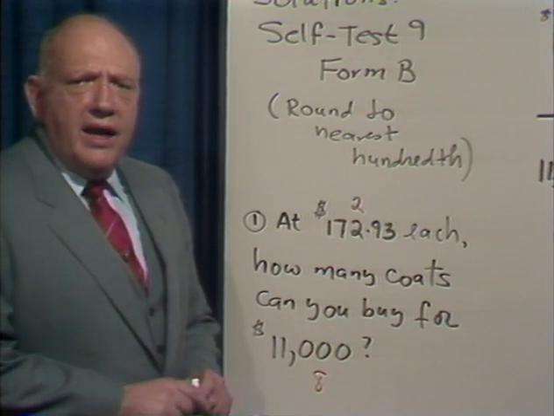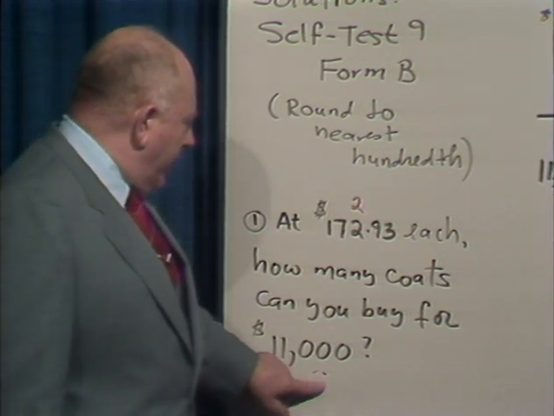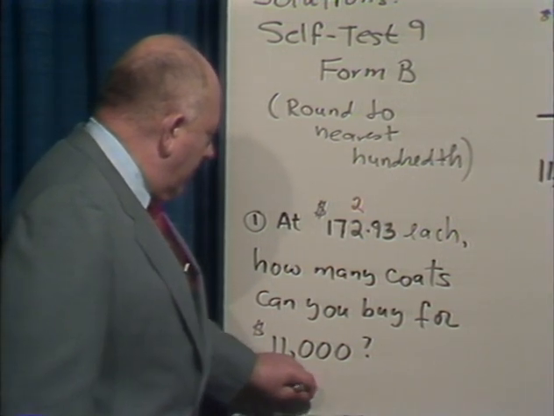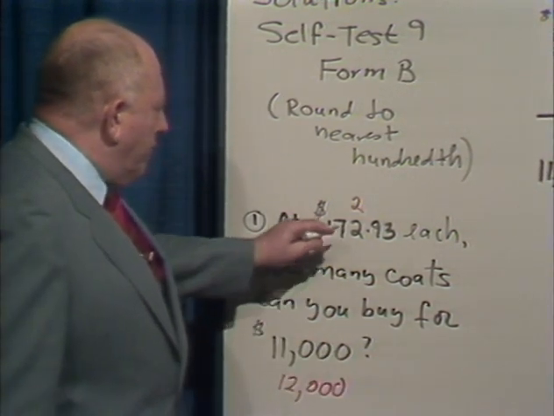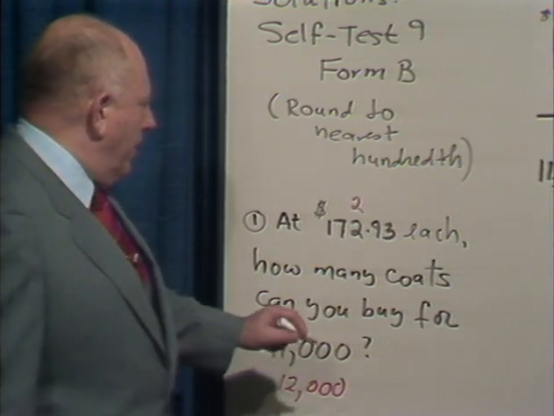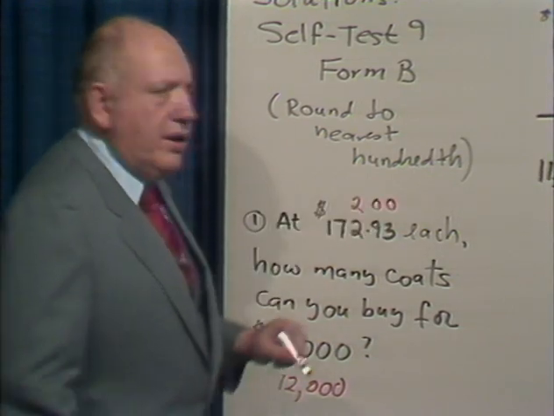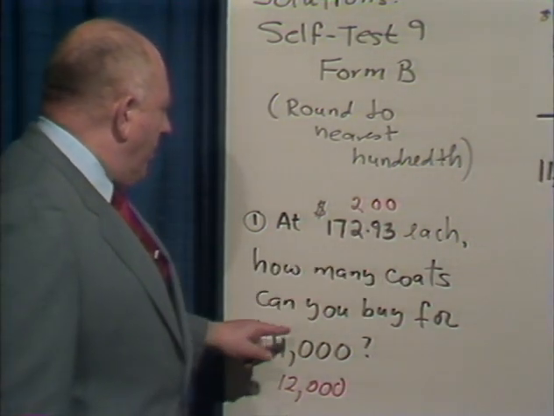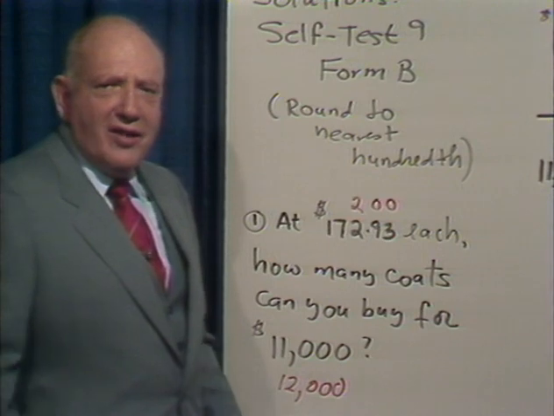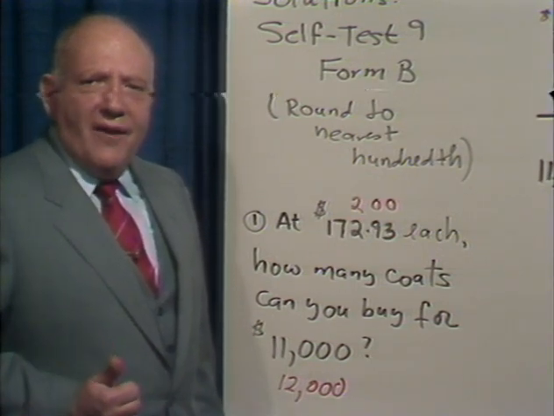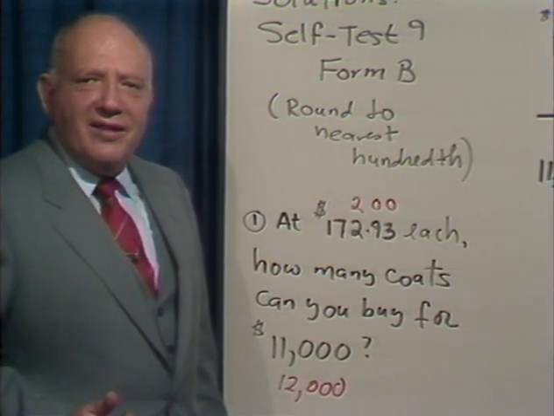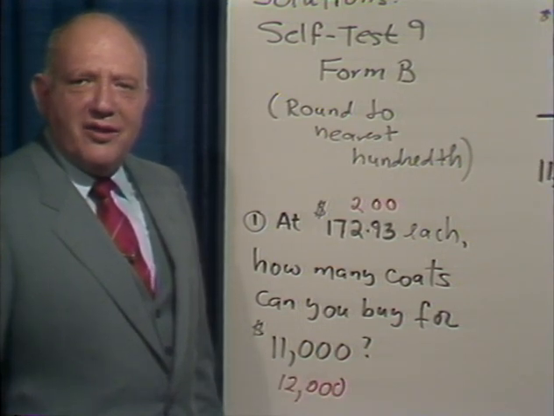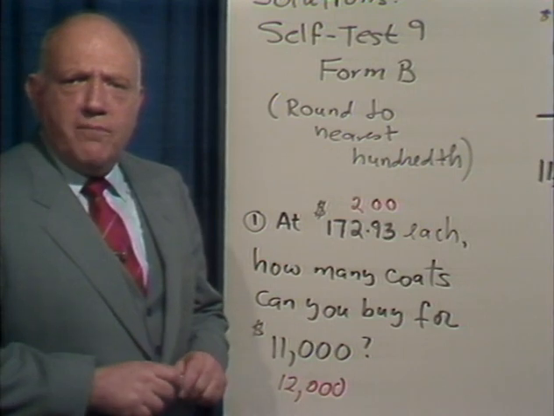And to handle that, here's something else you can do. Instead of putting in a silly number like 8 over here, why not put in a number like 12,000? And instead of putting in a number like 172.93, put in something like 200. Then the problem would say, at $200 each, how many coats can you buy for $12,000? And you see, now rounding off, 200 goes into 12,000 roughly 60 times, and you begin to sense that the answer is going to be around 60. So once you know that, you're in pretty good shape.